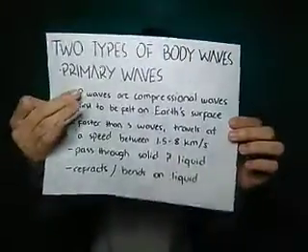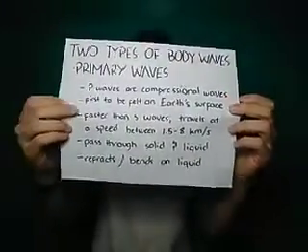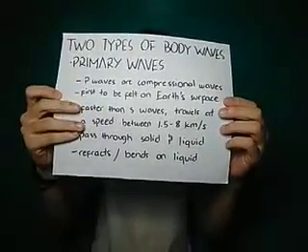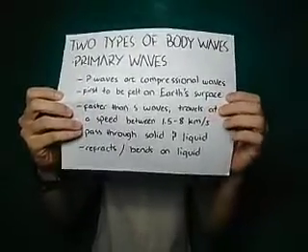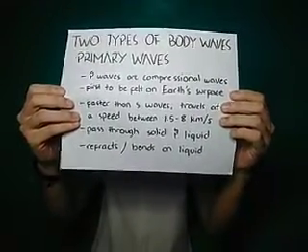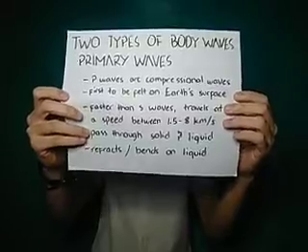There are two types of body waves. The first one is the primary waves. Primary waves or P waves are compressional waves. They are first to be felt on the Earth's surface. They are faster than S waves. Primary waves travel at a speed between 1.5 to 8 kilometers per second. P waves pass through solid and liquid.